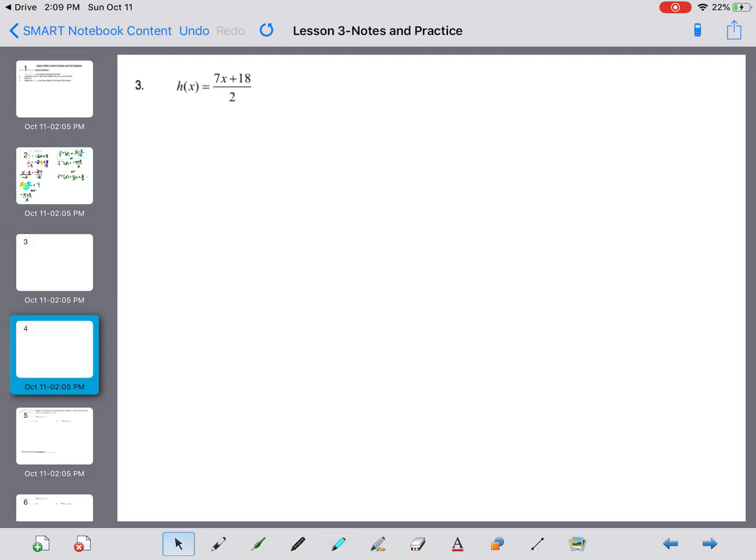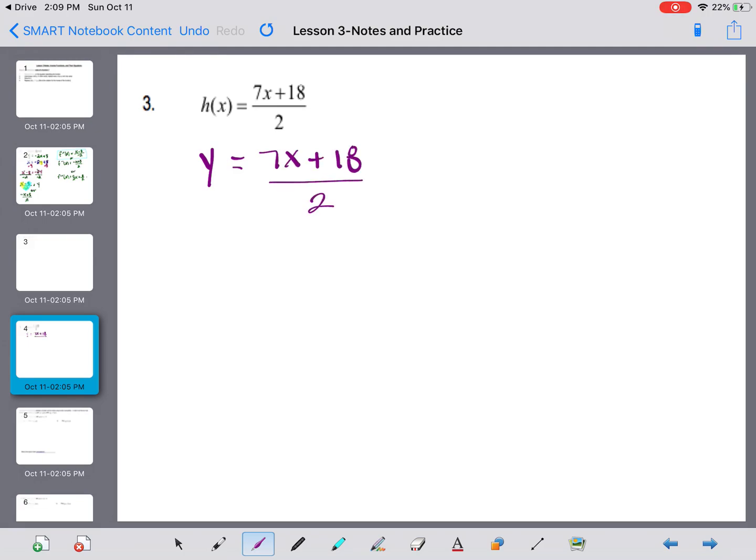Okay, so we're going to take a look at 3. Same kind of thing for 3. Change h of x to y. Switch the x and the y. Again, the numbers stay exactly where they're at. You just switch x and y. And then solve for y. So we're going to get y by itself.